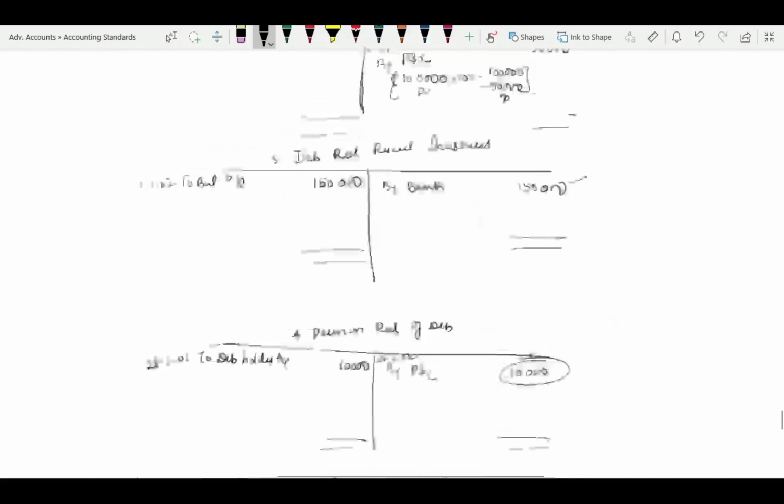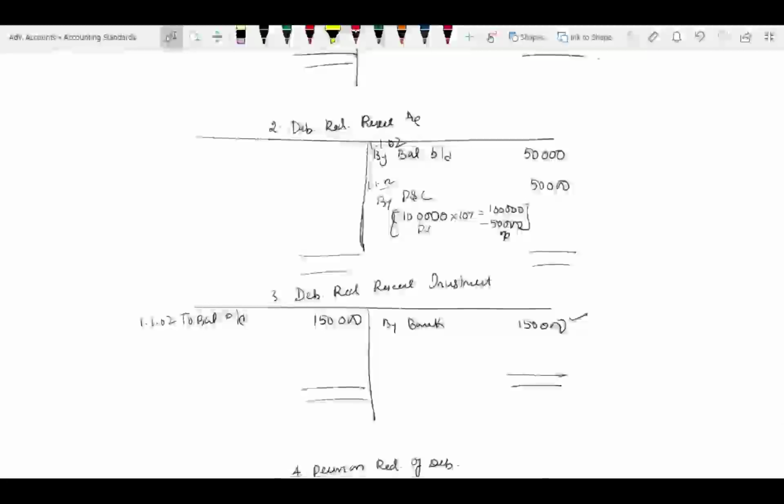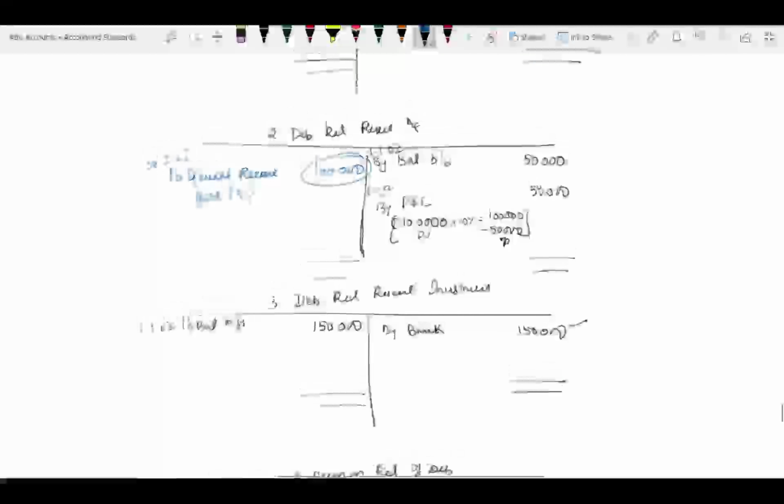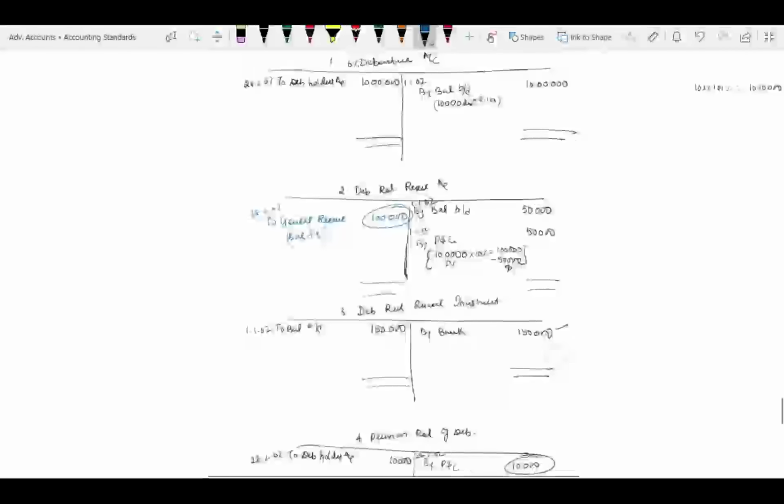It has been transferred. Then debenture redemption reserve, whatever is there, has to be transferred on 28/2/02 to general reserve, 1 lakh in total. It is supposed to be transferred using journal entry, direct ledger posting.